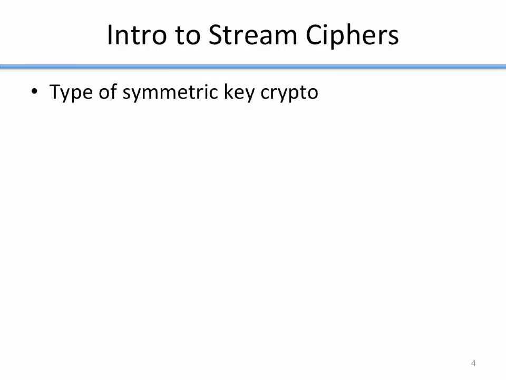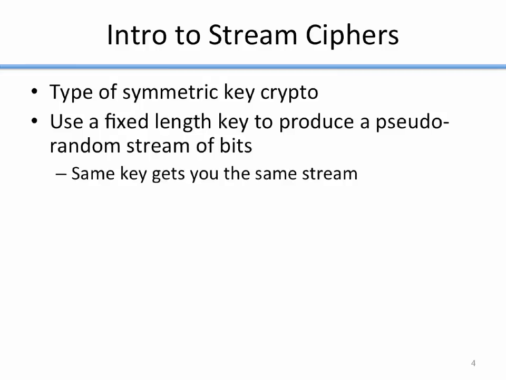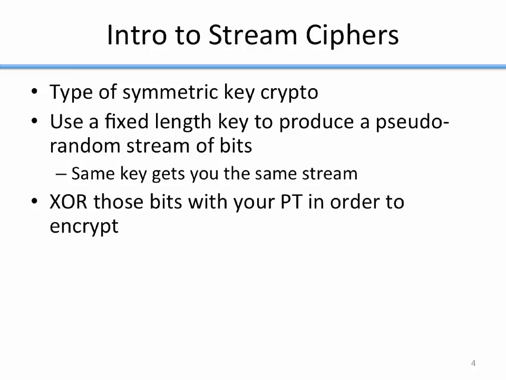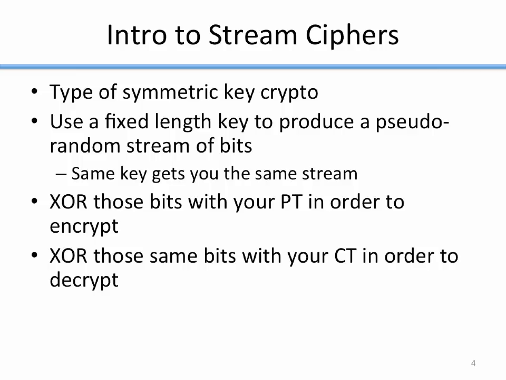So, as obviously being in this lecture, a stream cipher is a type of symmetric key crypto, and it uses a fixed length key to produce a pseudo-random stream of bits. So what that means is you give a stream cipher a key, and it produces an infinitely long stream of bits that should appear random. But the catch is that every time you give that cipher the same key, it should give you the exact same stream. So I pick a key, I feed it into a stream cipher, and I get this infinitely long stream of bits. And then you take that infinitely long stream of bits and you exclusive OR it with your plain text in order to encrypt. And if you want to decrypt, you take that same stream of bits that you get out of the stream cipher and you exclusive OR it with the ciphertext.